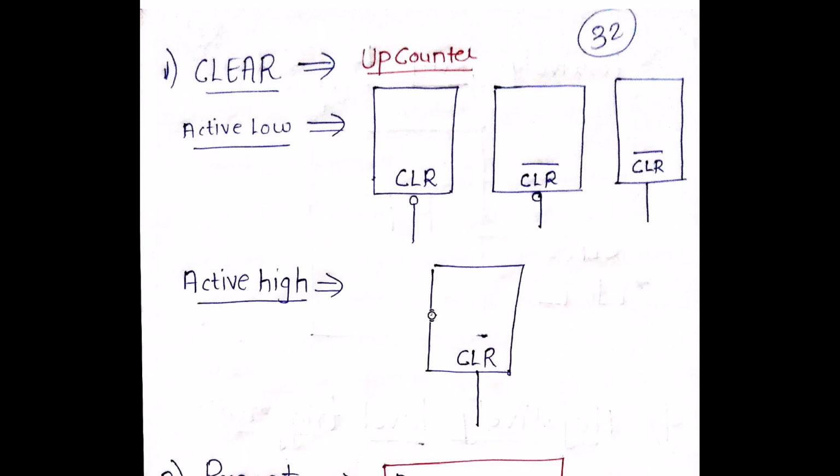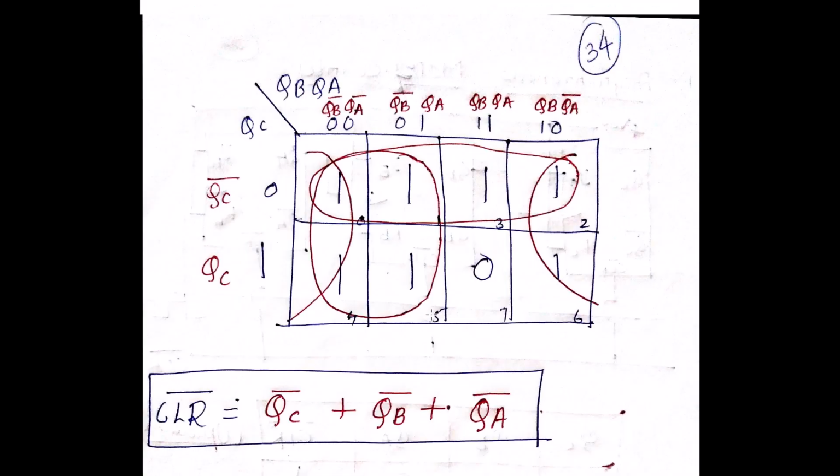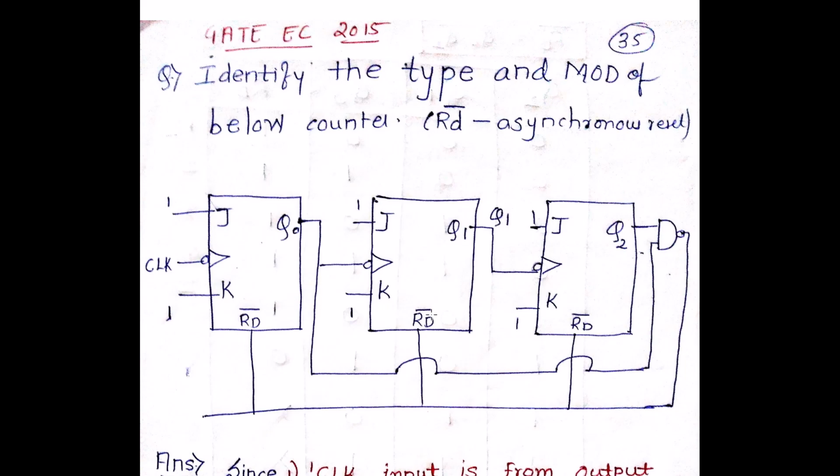There are going to be future classes wherein we are going to have the designing of asynchronous counters, and this designing will depend upon the basics that we have learned in this class. For example, here a mod 7 counter, we are going to solve a few GATE problems as well.